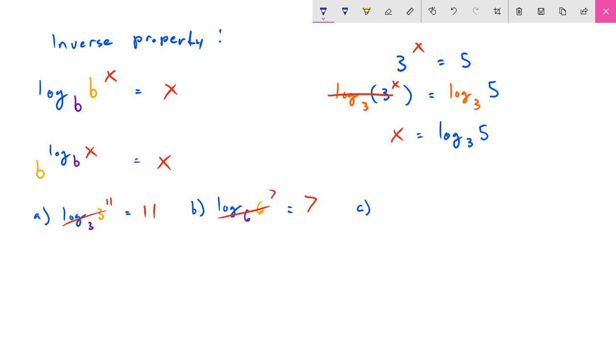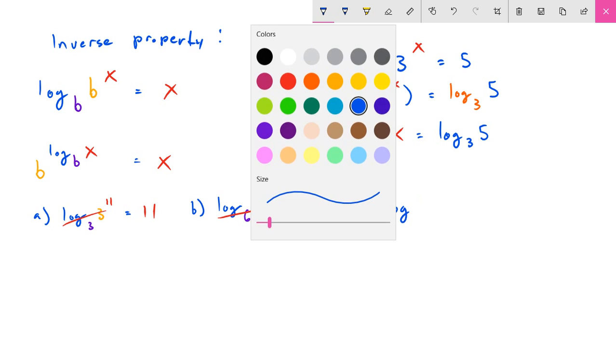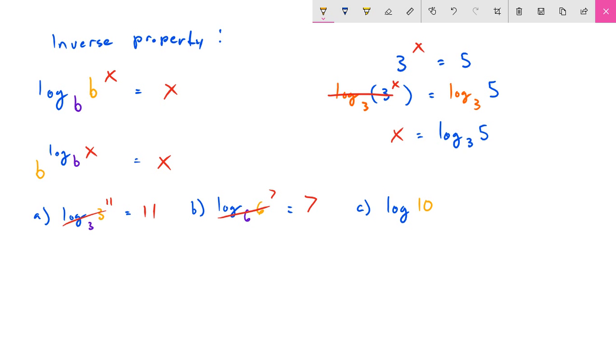And lastly, we've got log base 10 of 10 to the 8. What would this equal? Why would it be 8 though? Because 10 is the base, right? We don't see the base right there, so it is the unwritten 10, which means that this log base 10 would cancel out the base of 10, leaving me with 8.